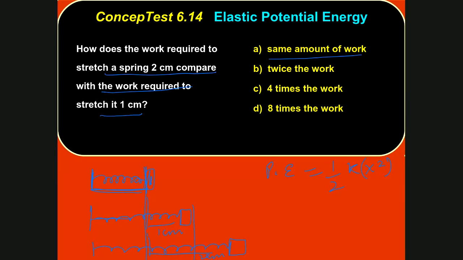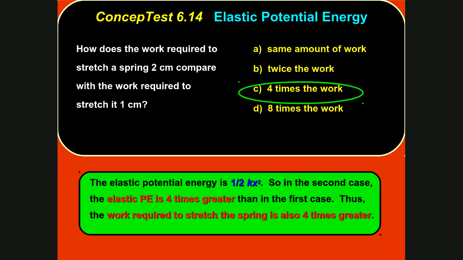Since one was 1/2 k x squared with x equal to 1, the second one had x equal to 2. You must have guessed the answer. It increases 4 times because the 2 gets squared.